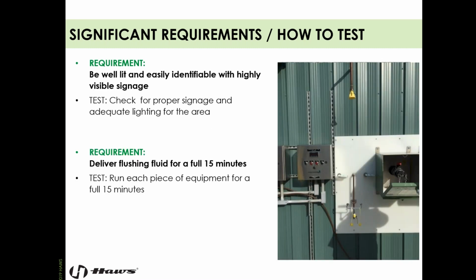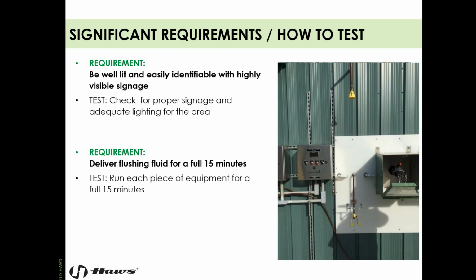It needs to be well lit and easily identifiable with highly visible signage. Most emergency equipment comes with high vis signage, so just make sure that's installed. If you don't have signage, you have to get something in place. For instance, this piece of equipment on the right here, there's no signage in place. Unless you already knew exactly where it was, it would be very difficult to identify this piece of equipment. So check for signage and make sure that the area is lit appropriately so it can be tracked down.